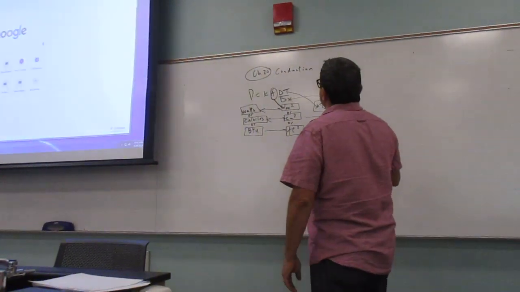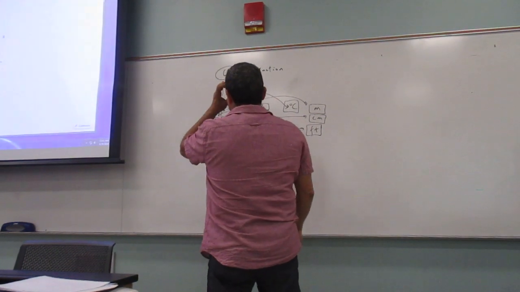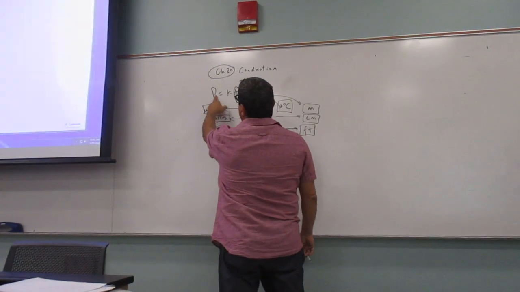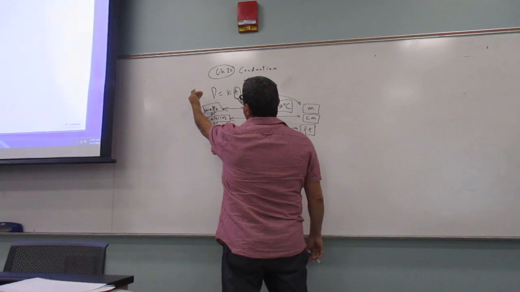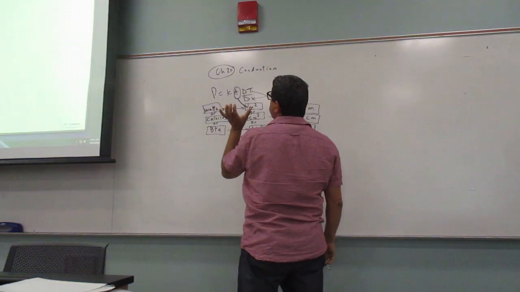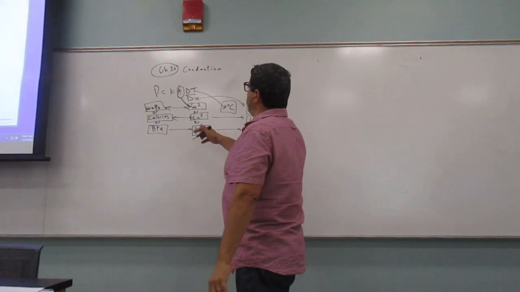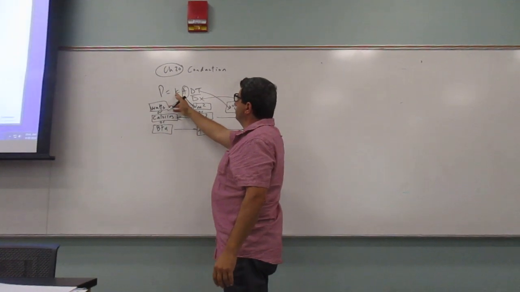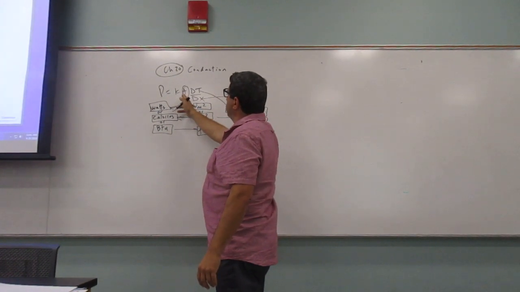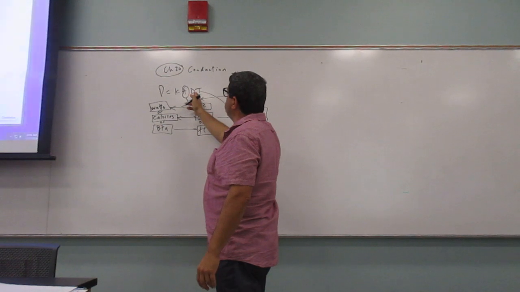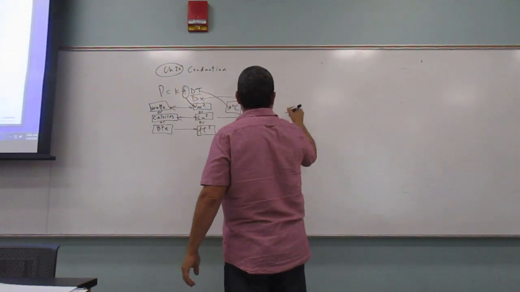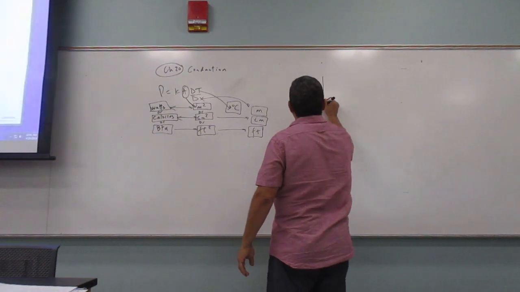Okay, so chapter 20, the conduction. Remember we talked about the power conducted through a surface, through a certain medium, is equal to the conductivity of that medium times the surface area times the difference in temperature over the thickness of that material. So we can write it down something like this.